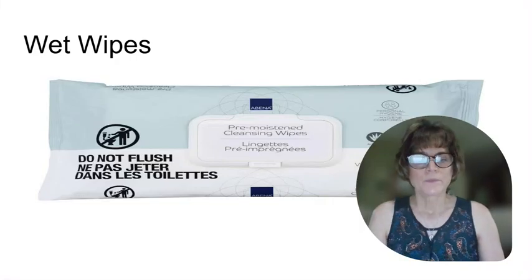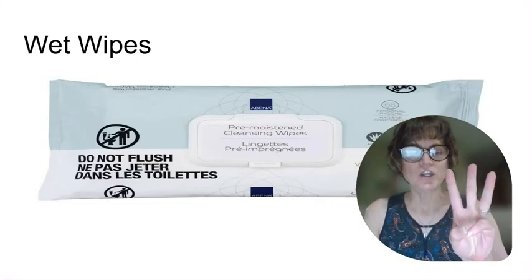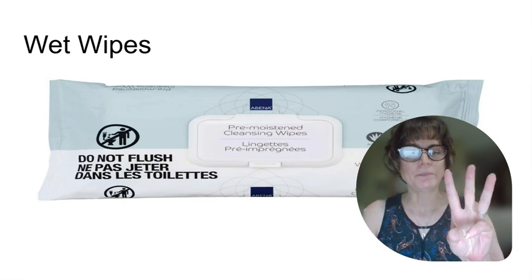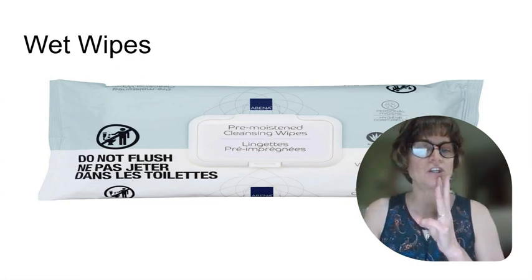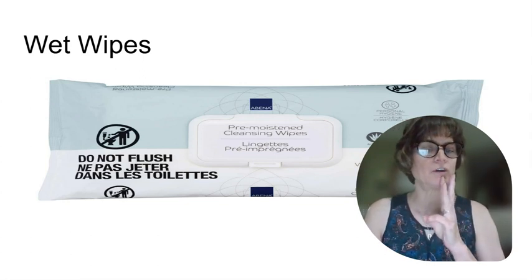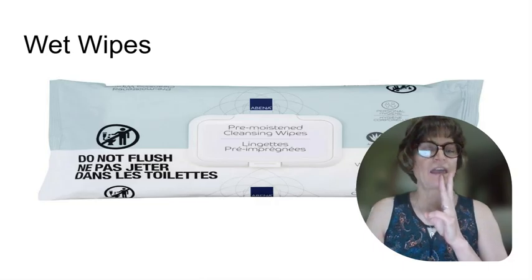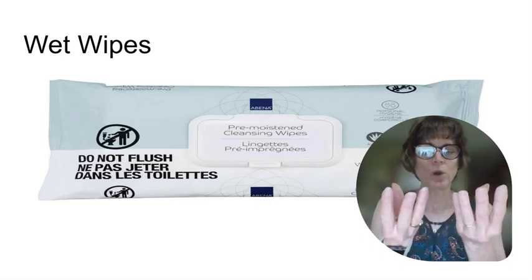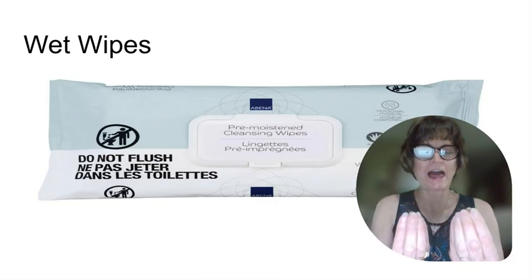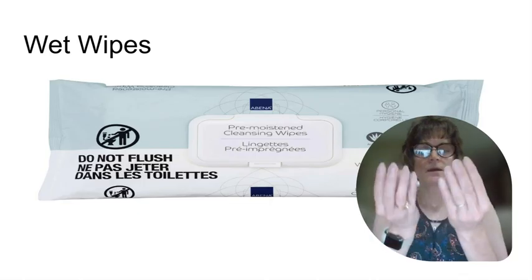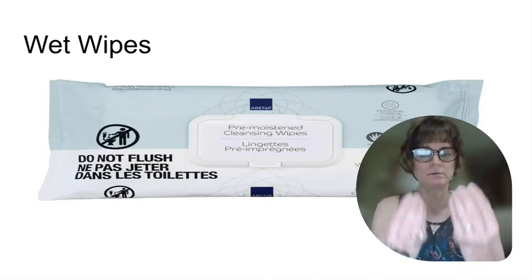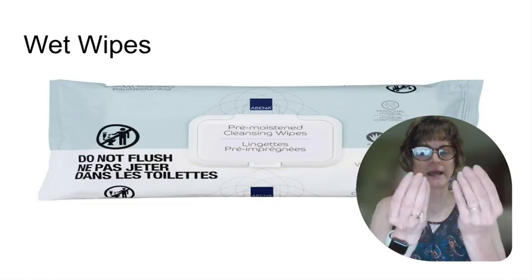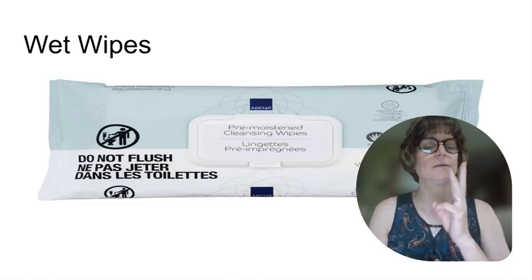Wet wipes. With your dominant hand, you're going to make a W hand shape. You'll bring it to your chin. That's the sign for water. Water. And then, with both hands, you're going to go into a flat O hand shape, and you're going to touch your fingers a couple of times. That's the sign for wet. Wet.